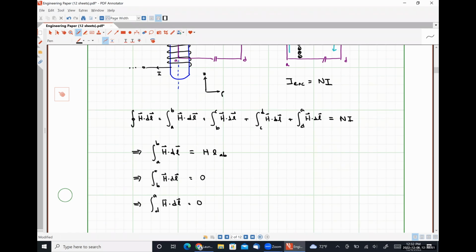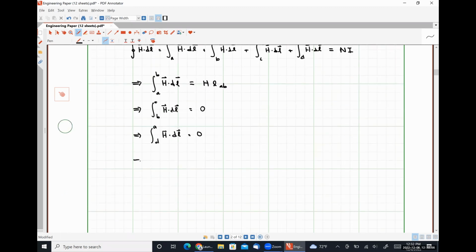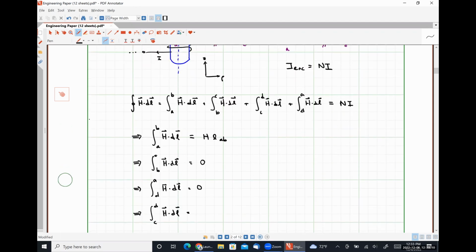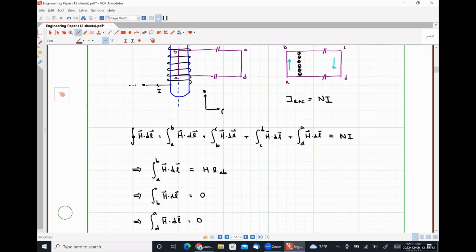All right. So now we have that last bit, which is the integral from C to D of H dot dl. Okay. Now this is where the contour that I've chosen also has a special significance. I chose this contour, this path for my integration, such that that line element from C to D is a long way away from the coil.